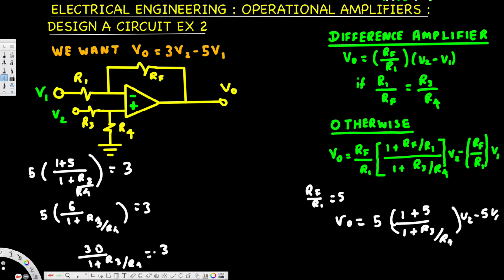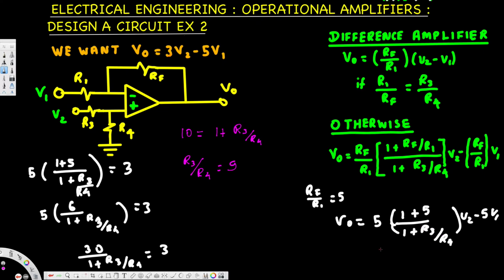Then if we bring this 3 to the other side, we have 30 over 3, which is 10. So 10 is equivalent to 1 plus R3 over R4. Therefore the R3 over R4 ratio is going to be equal to 10 minus 1, which is 9. So the R3 over R4 ratio is going to be 9.